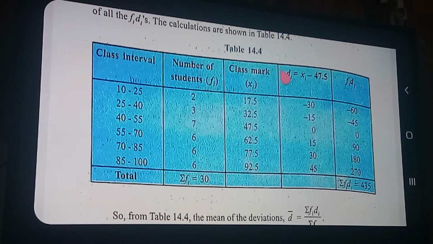See here, di is equal to xi minus a. What is xi here? 32.5 minus 47.5, how much will come? Minus 15. 17.5 minus 47.5, how much will come? Minus 30. In this way you subtract and write all of these.